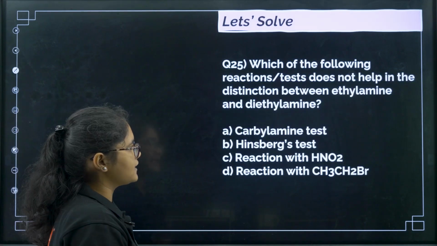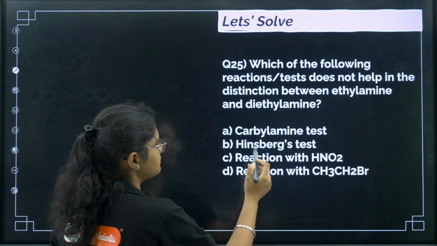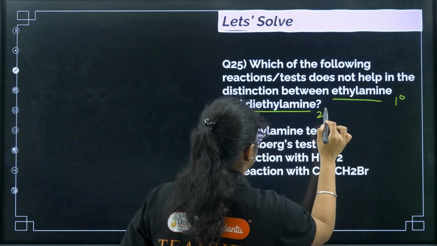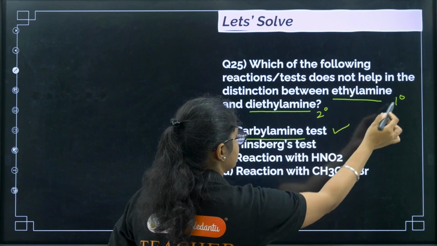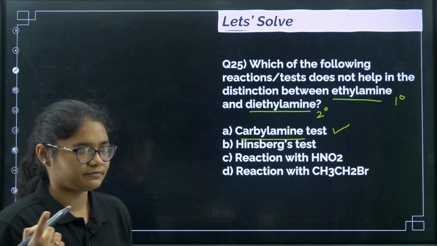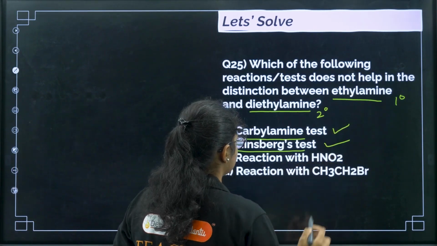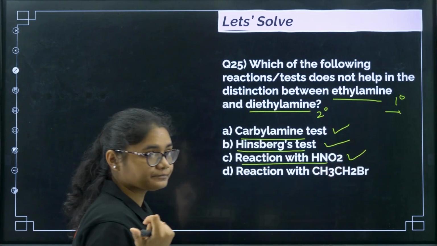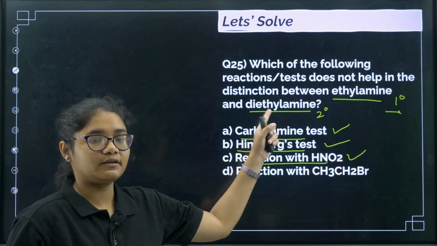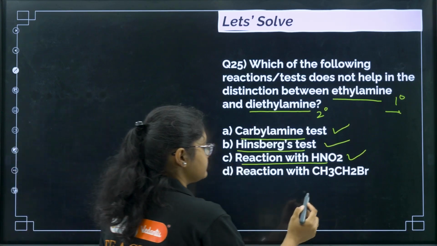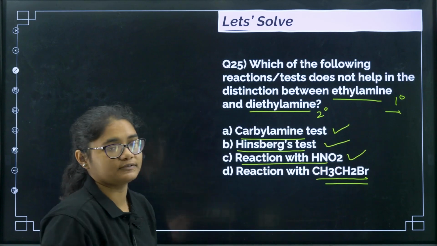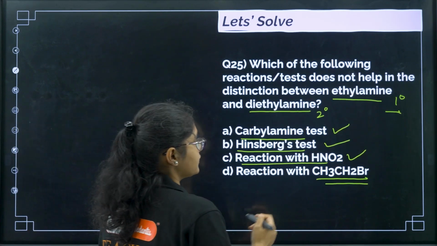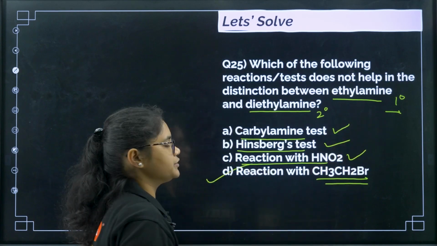Next, which of the following reactions or test does not help in distinction between ethylamine and diethylamine? So this is primary and this is secondary. Carbylamine test, yes, primary amine will show positive test, so we can use this. Hinsberg test also we can use. Reaction with HNO2 also we can use, because this one will give you, just now I told you, alcohol, and secondary will give you nitrosoamine. But reaction with CH3CH2Br, we cannot use this to distinguish between them, because none of them will react with this one. Okay. Oh, sorry, both of them will react. So correct answer is option number D.